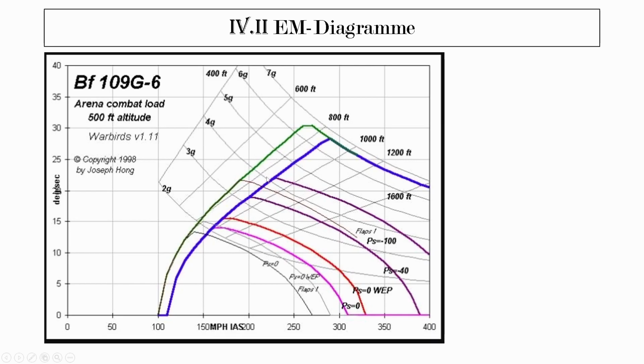But as long as you have altitude to trade, as you can see, you can gain a lot more turn performance by increasing your G loading. But that would also increase, obviously, your minimum speed that you can fly.